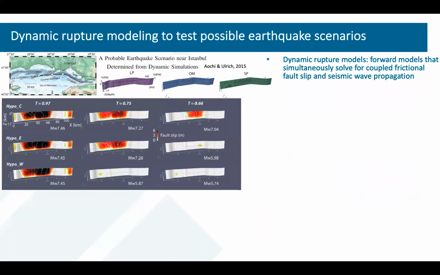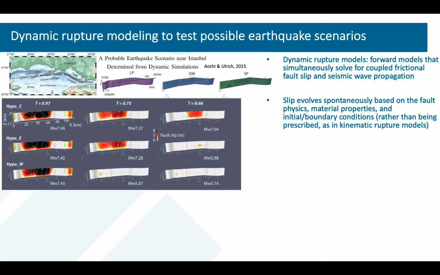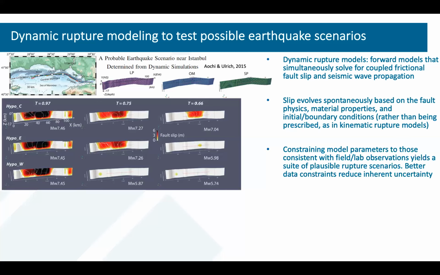earthquakes. So I just want to briefly run through dynamic rupture modeling and what it is and how it's useful. These are time-dependent forward models that simultaneously solve for coupled frictional fault slip as well as seismic wave propagation in the surrounding medium. And the slip in these models evolves spontaneously based on the fault physics you prescribe, the material properties around the fault and on the fault, and the initial and boundary conditions. And this is distinct from kinematic rupture models where slip is prescribed. So the slip's evolving spontaneously in these.